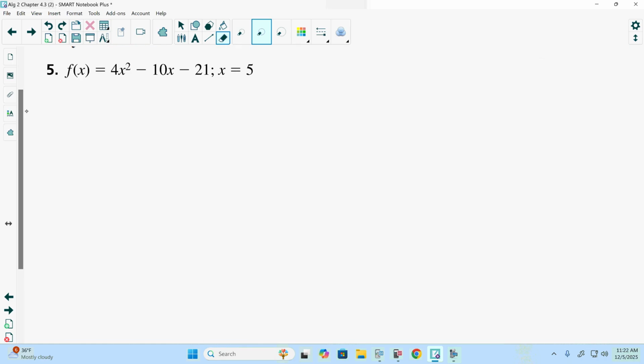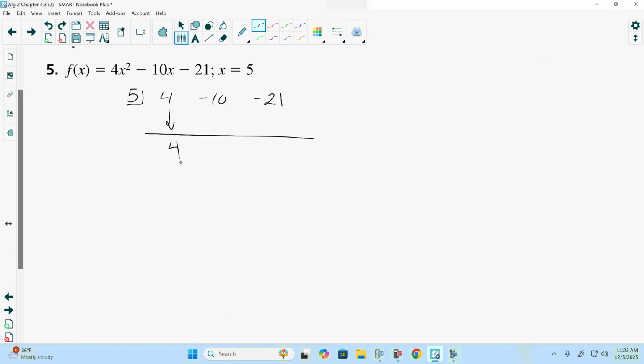So this here, especially once we get good with synthetic division, because I could take the calculator out and put 4 parentheses 5 close parentheses squared minus 10 parentheses 5 close parentheses minus 21. Or if we did this by synthetic division, it's already solved for, so 5 is going to go in the cubby. Across the top is 4, negative 10, negative 21, yes?